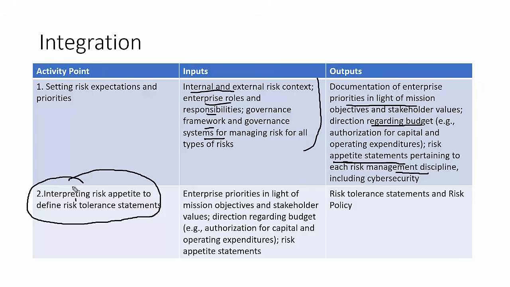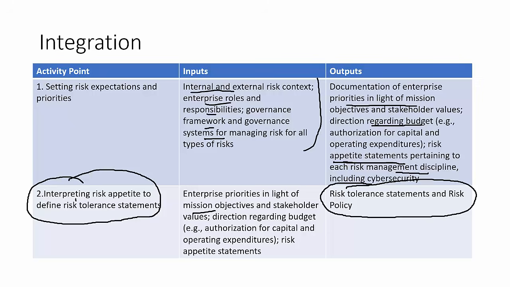Okay, so $1,000 is my budget for mutual funds. So what is the tolerance, below or above? So enterprise priorities in light of the mission, objectives, stakeholders. Okay, the risk appetite statement we build. So that is the input. And based on that, we create the complete risk tolerance statement and risk policy. So that is basically most important. So we need to collect all the documents, and based on that, we create a policy, we create appetite, and based on the appetite, we create a risk tolerance statement and risk policy. Okay, so that is what we need.